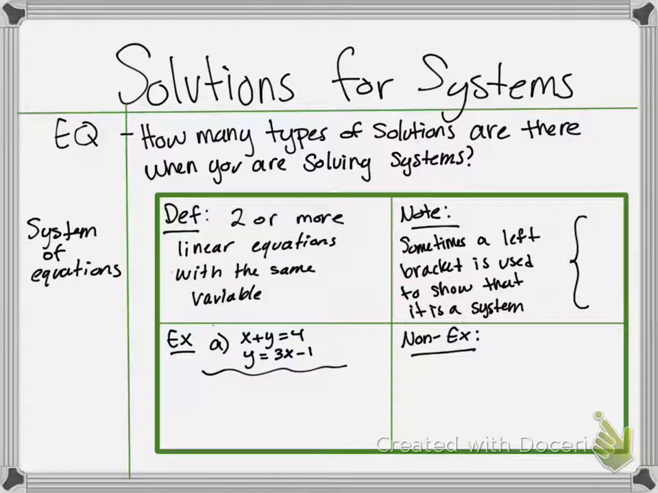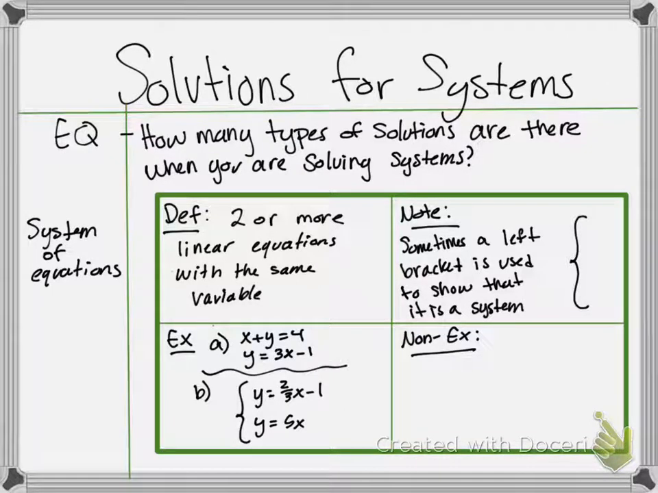Another example would be one where they have that bracket, and they have like y equals 2 over 3x minus 1, and y equals 5x, right? They have that bracket, they have two equations, and the equations have the same variables, x and y.